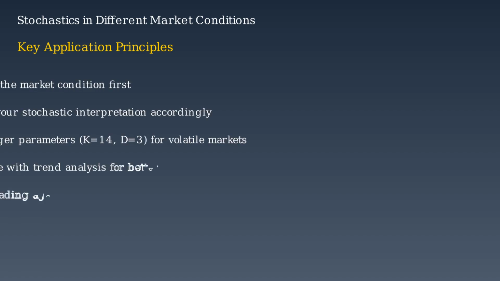To effectively apply stochastics across different market conditions, remember these key principles. First, identify the market condition. Then adjust your interpretation accordingly. Use longer parameters for volatile markets, combine with trend analysis, and never trade against the dominant trend.